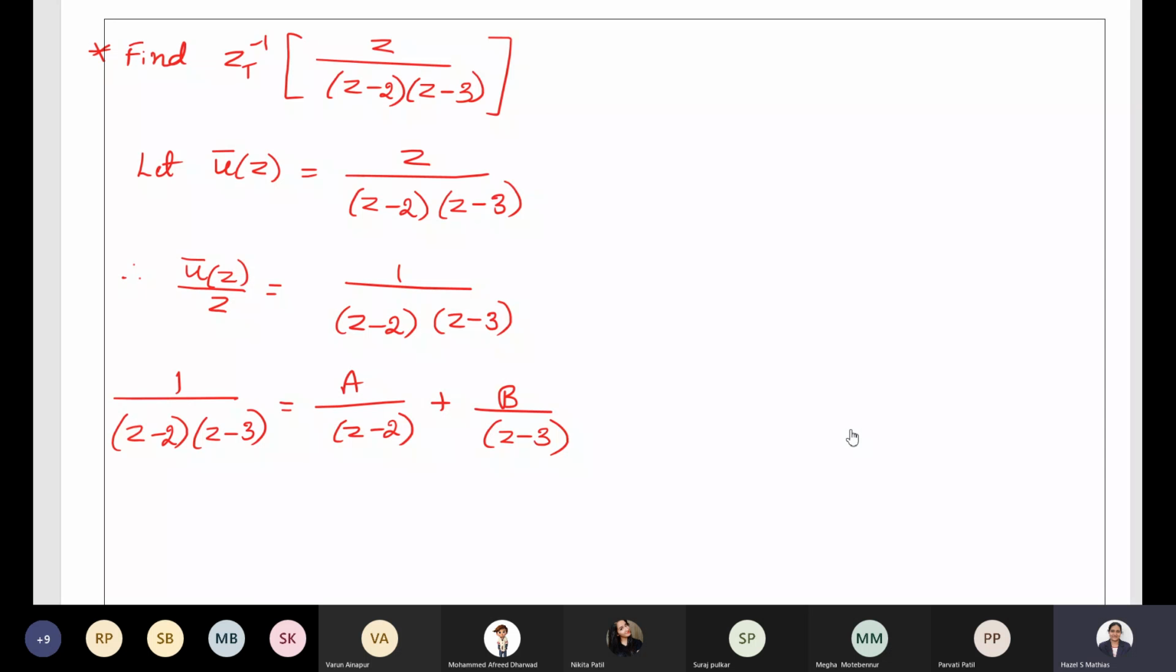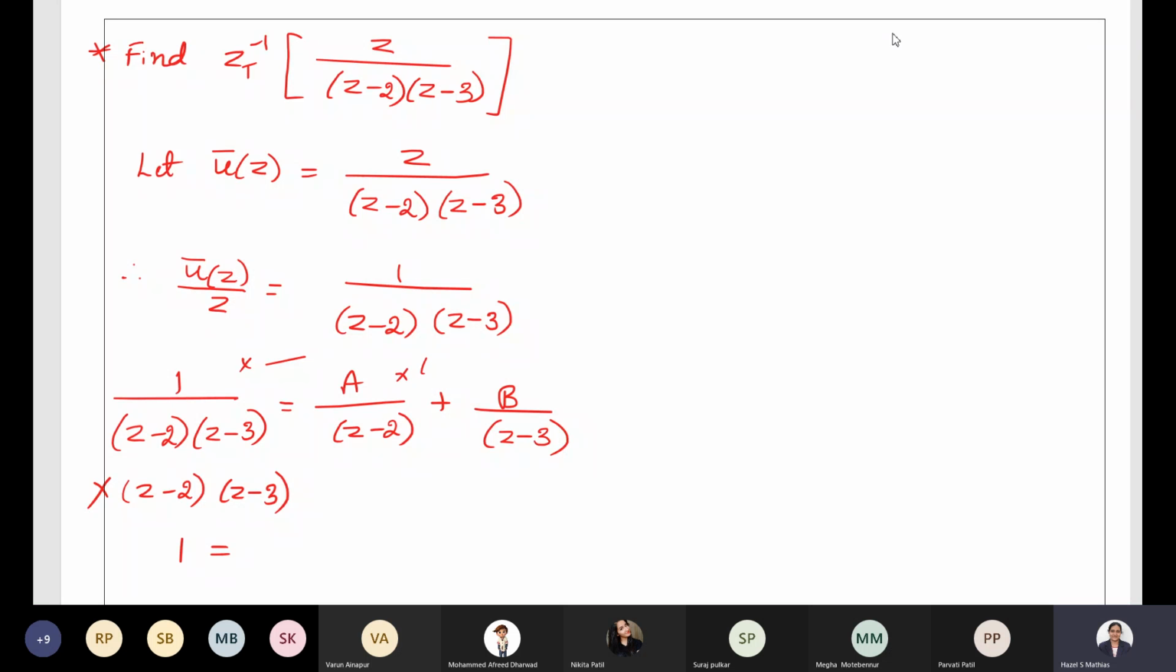Srushti? Yes. Okay. Now what do we do? Multiply the entire expression by z minus 2 into z minus 3. When you multiply over here, the entire term gets cancelled. 1 remains on the left hand side.